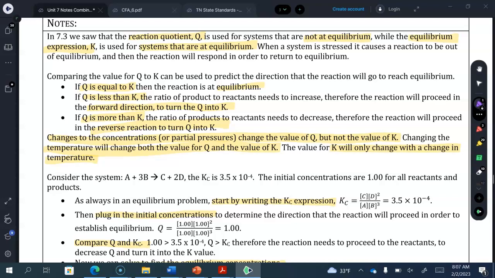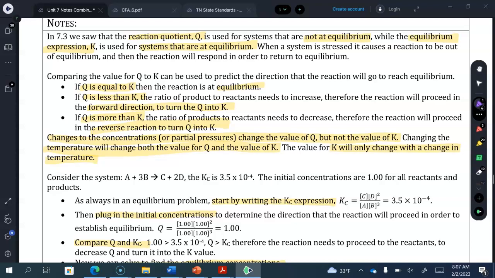If Q is equal to K, we are at equilibrium. If it is less than K, the ratio of products to reactants needs to increase. Therefore, the reaction proceeds in the forward direction. The numerator's too small, so it's going to get bigger. The numerator is products, to turn Q into K.